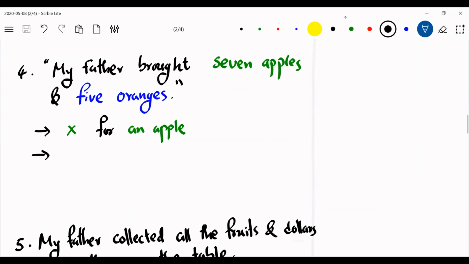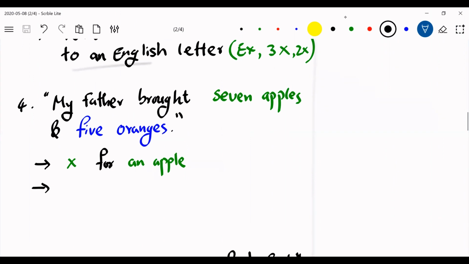Now suppose my father brought 7 apples and 5 oranges when he came home. Okay, how can we represent that in a mathematical expression? For that, we have already chosen x to represent an apple, and I should use something else to represent an orange because oranges are different from apples. So for that, I can use any letter in the English alphabet or in any other alphabet. But for convenience, as many people use the letter y as a secondary element, I'm also going to use y. So we can go ahead and complete our math expression.